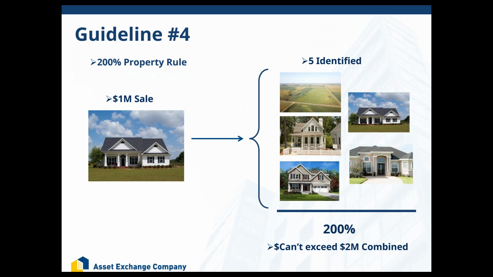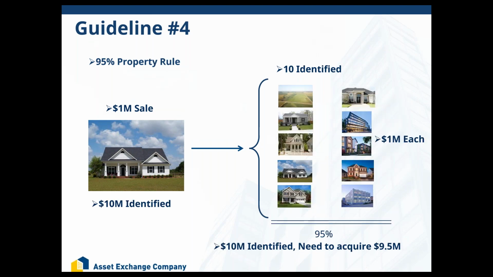So what does that mean? Well, what that means is the combined purchase prices of all five of those properties cannot exceed $2 million. Now, you may be asking yourself, where is he getting the $2 million from? We sold for $1 million, so 200% of the $1 million that we sold for, or two times that $1 million sales price of the property that we sold, is how much? $2 million. So that's where I'm getting the $2 million from. I think this particular rule is pretty straightforward. Hopefully everybody gets this one as well.